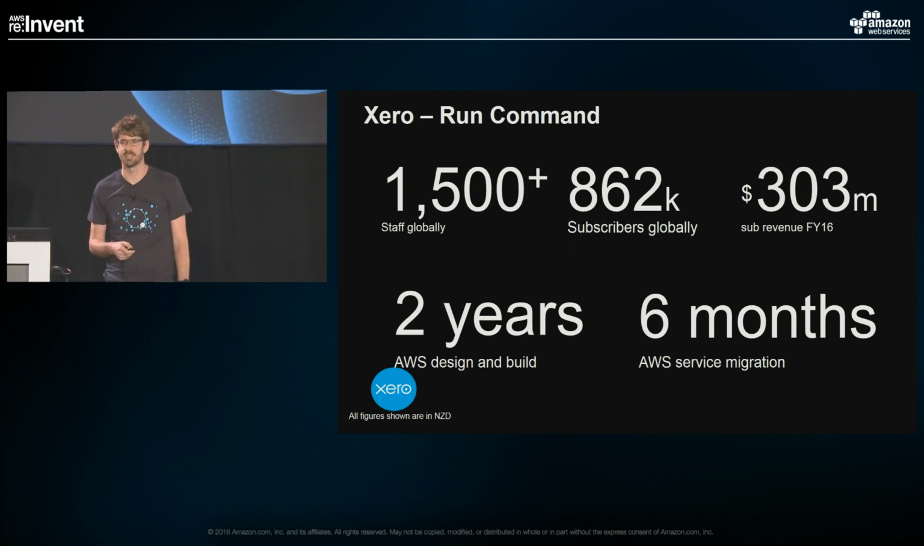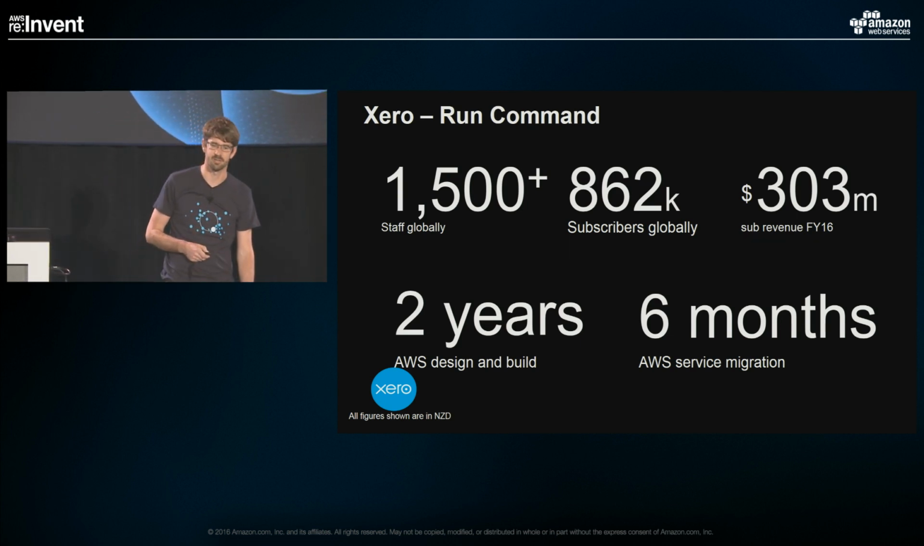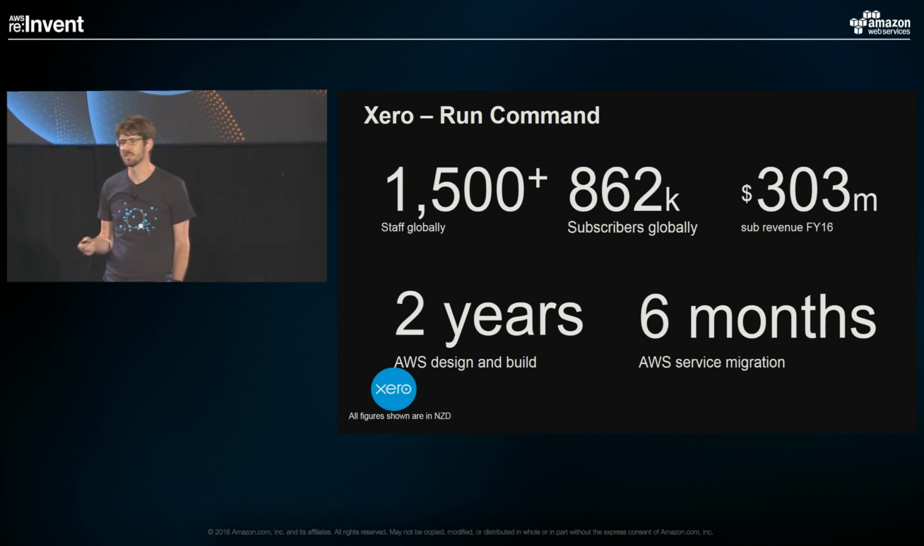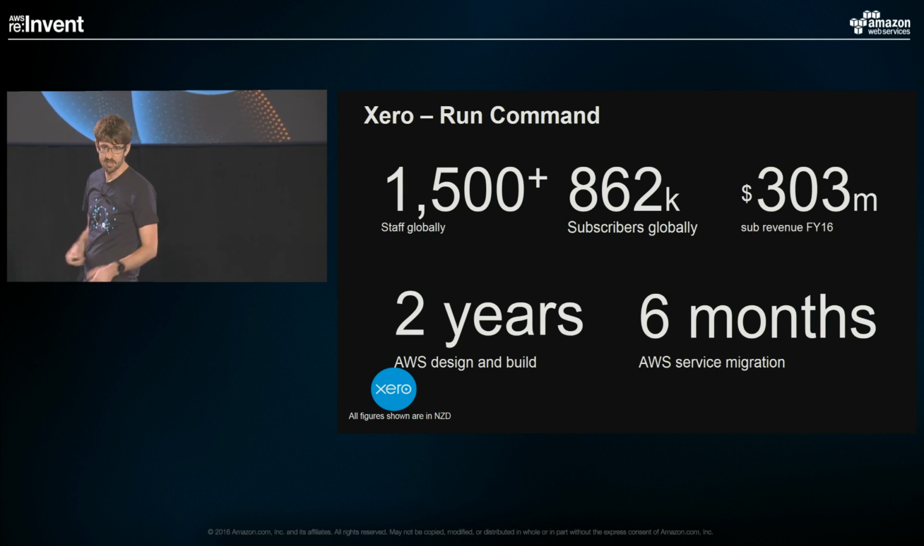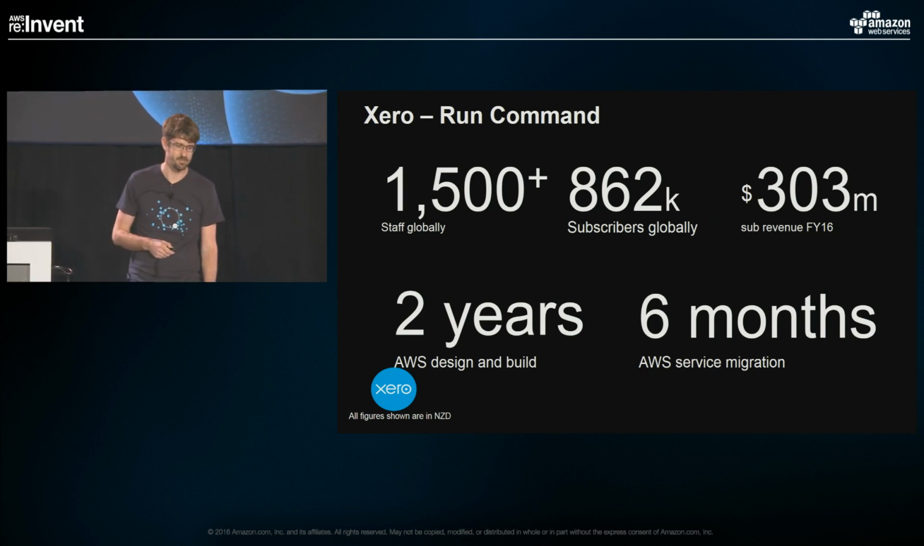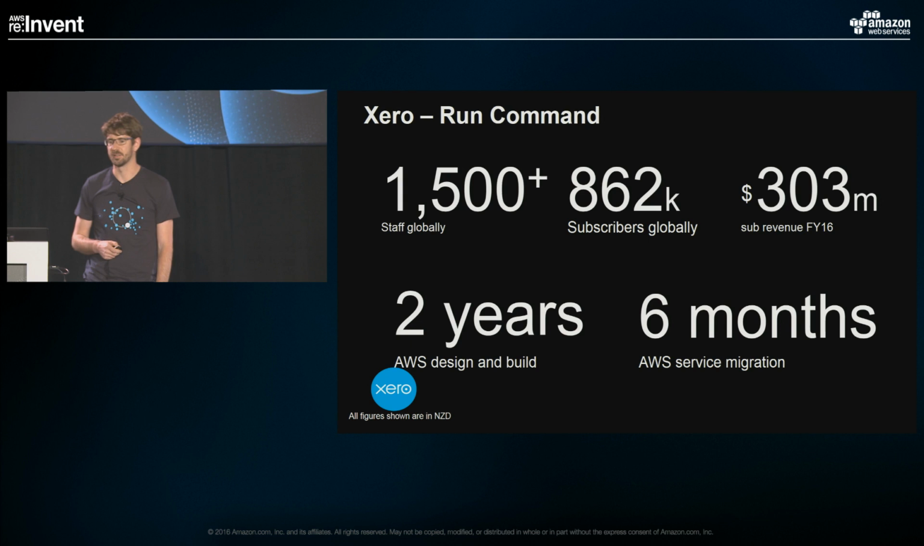We've got over 860,000 organizations running their accounting through our application and platform. And over the last 2 years, we've started and then completed building a new version of our platform in AWS. And then over 6 months this year, we've migrated all of our applications and all of our data into AWS.